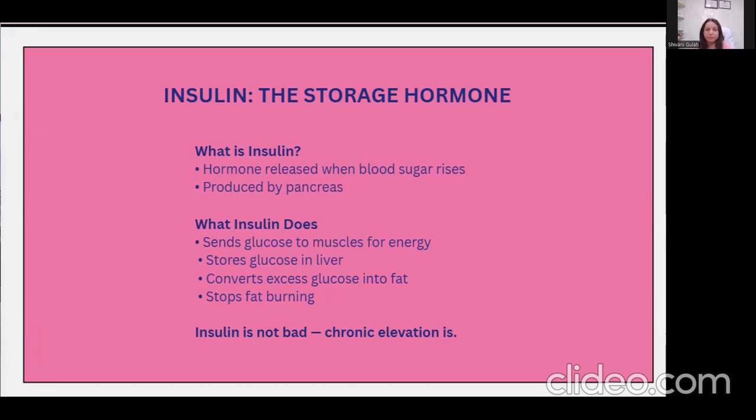ठीक है, so that's why insulin itself is not harmful. It is a natural and very necessary hormone for survival. But the problem arises when the insulin stays elevated throughout the day. ठीक है, which usually happens with frequent eating हो गया, excess of refined carbohydrates or lack of recovery timing हो गया. ठीक है, so that's why insulin is not bad, but chronic elevation is the main issue, right?